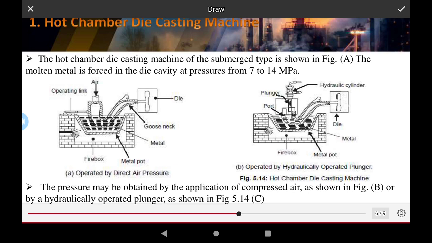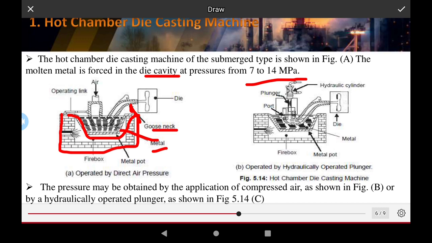Hot chamber die casting machine. The hot chamber die casting machine with submerged die is shown in the figure. The molten metal is forced into the die cavity at a pressure of 7 to 14 megapascal. This is the die, this is the molten metal, this is the passage of the gooseneck.